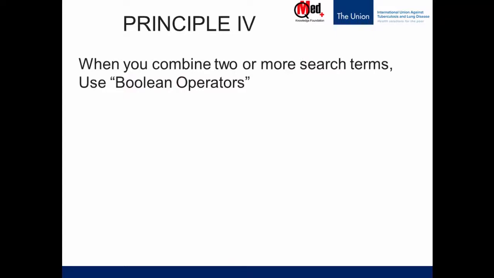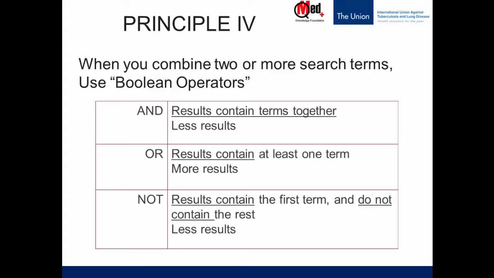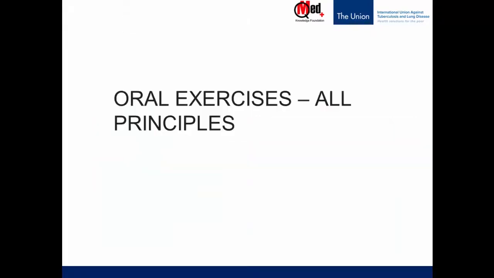Principle 4. When we combine 2 or more search terms, we must use Boolean operators. If we use AND, all the results contain the terms together and the results will be less than the first term. OR, results contain at least one of the terms and so it will be more than any individual term. NOT, the results contain the first term and do not contain the rest of the terms. So again, we get fewer results. Having learned the 4 principles, we'll quickly do exercises that comprise all 4 principles.